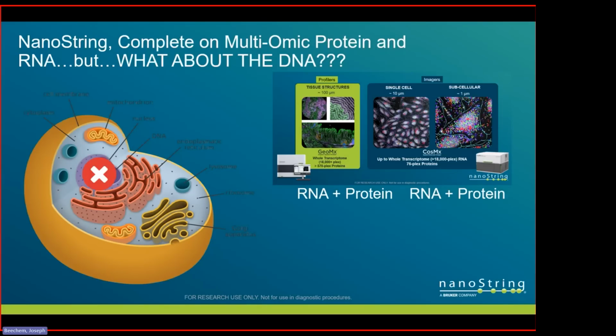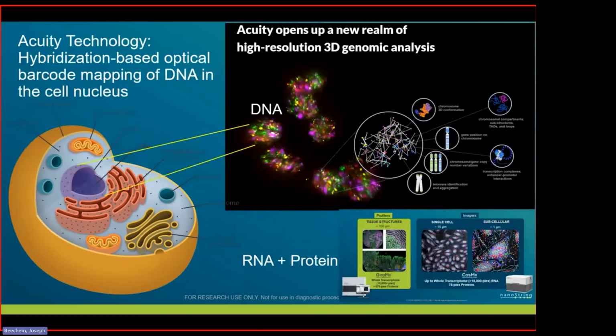Well, part of Bruker spatial biology is a technology called 3D genomic analysis, from technology that is part of us in Bruker spatial biology that was called Acuity. So what is Acuity doing? The beauty of what Acuity does is they also believe in the value of hybridization-based approaches. So no enzymes, it's optical barcode hybridization, but all focusing on the nucleus, on the DNA.